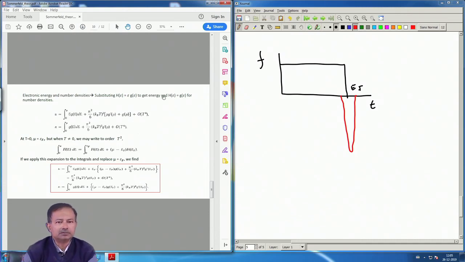If you now use this Sommerfeld expansion on our problem, which is the calculation of the specific heat of a degenerate electron gas, then you will basically get this kind of a result. The final result, as I said, when T is not equal to 0: remember this second equation, n equal to the integral from 0 to mu of g d epsilon plus whatever it is, can be used to find the value of mu also in terms of n. It is often inverted to find mu in terms of n, and it is correct to order T square.